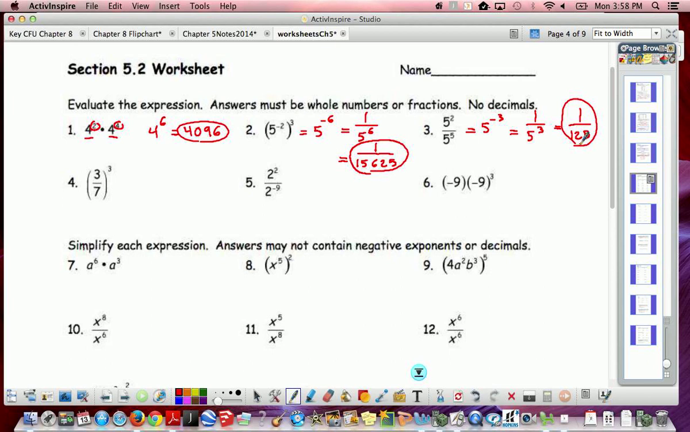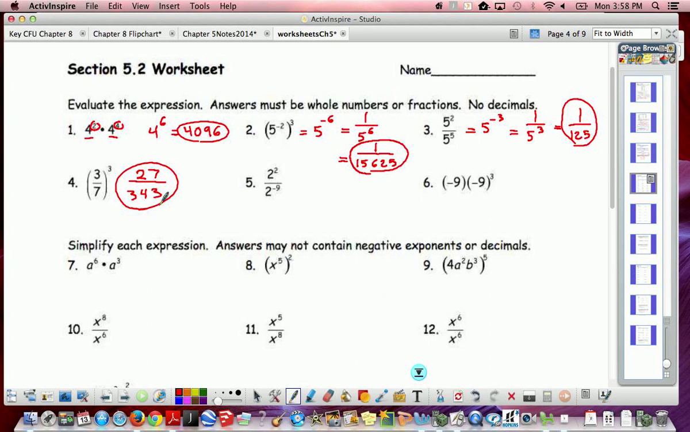All right, on the next one here, when you have a fraction being raised to the power, both the 3 is raised to the 3rd power and the 7 is raised to the 3rd power. So 3 to the 3rd power, if you type that in your calculator, you should get 27. 7 to the 3rd power is 343.